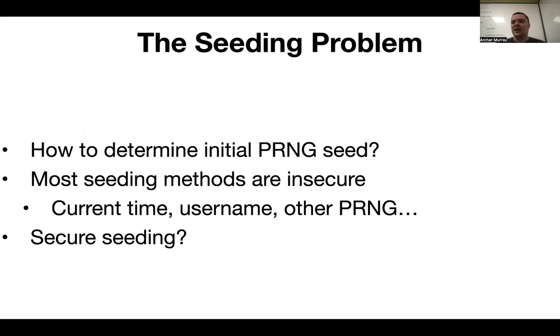Also, using your username as the seed is obviously insecure, since an attacker could easily find that out. Using another pseudo-random number generator to seed creates the problem of how do you seed that pseudo-random number generator, and using another random number generator to seed a random number generator can create a phenomenon called RNG jitter, which can actually make the outputs less random. So we want to avoid that. So this creates the question, how do we seed a random number generator securely?